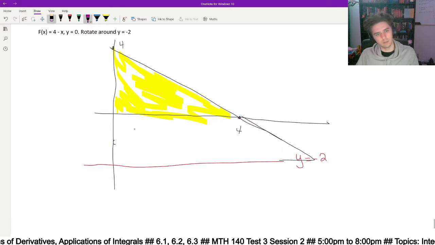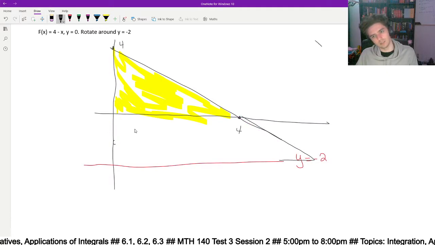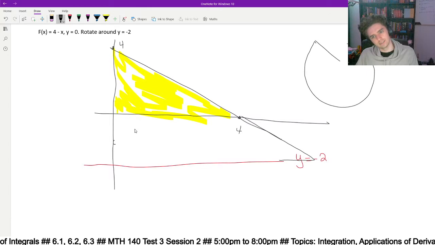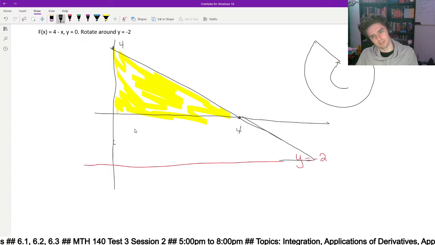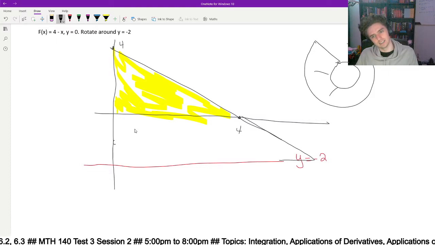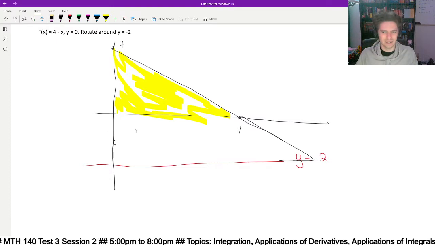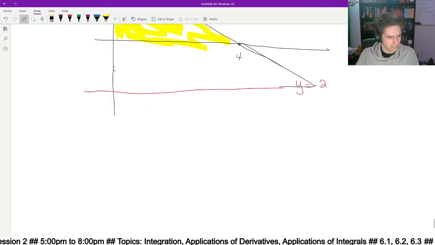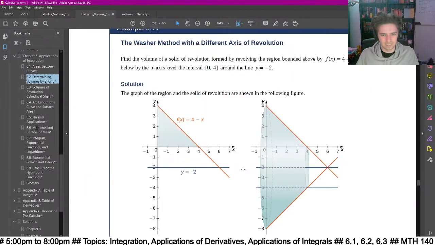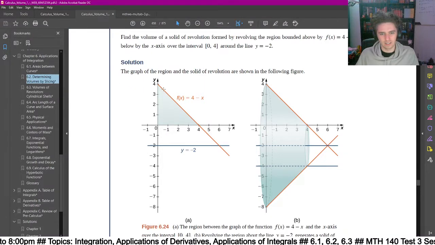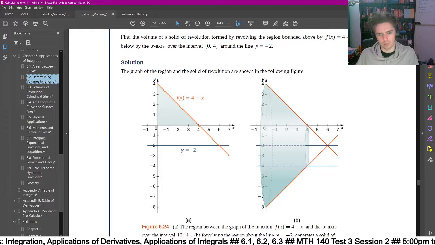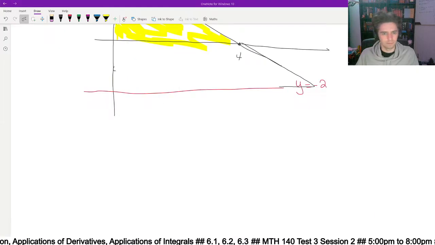If you were to see this revolved, it would look something like that. Well, okay, that didn't work that well. It would have another circle like that, on an angle. Actually, I'll just put a picture here. That's what it would look like. So there's our triangle revolved around here, and this is like an empty cone in the middle there.